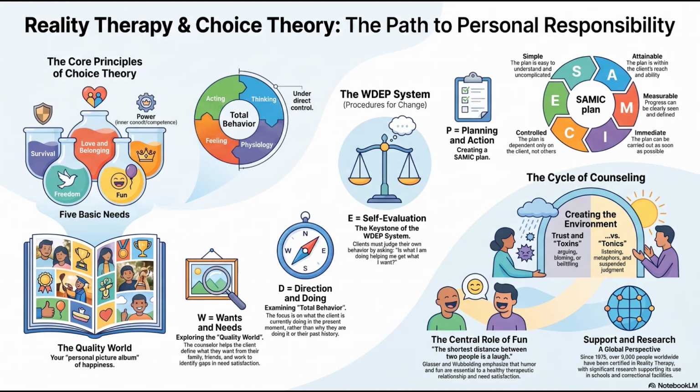The theory is incredibly elegant. The thermostat, the picture album, the verbs. But when you are stuck in a rut, theory isn't enough. No, you need a method. We need to know how to actually apply this. And the sources detail a practical toolkit used by counselors, which is structured around the acronym WDEP. WDEP. It serves as a practical roadmap for change. It stands for wants, direction and doing, evaluation, and planning.